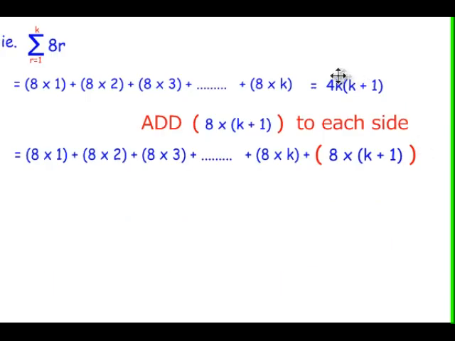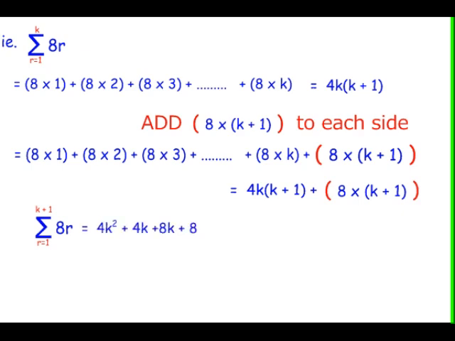Adding it to the right hand side, to the 4k bracket k plus 1, we get this. The left hand side is then just the sum r equals 1, not just to k, but to k plus 1 of 8r. The right hand side, we can multiply out these brackets. 4k times k is 4k squared, plus 4k times 1 plus 4k, and then plus 8k plus 8. We can simplify that, and that will give us 4k squared plus 12k plus 8.